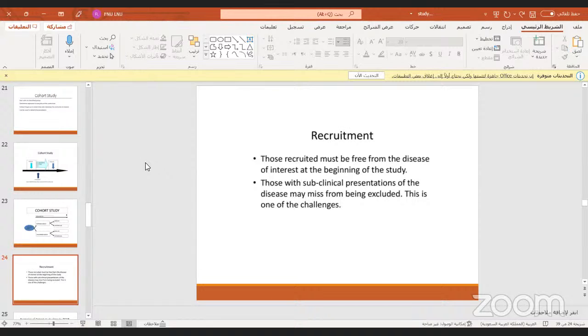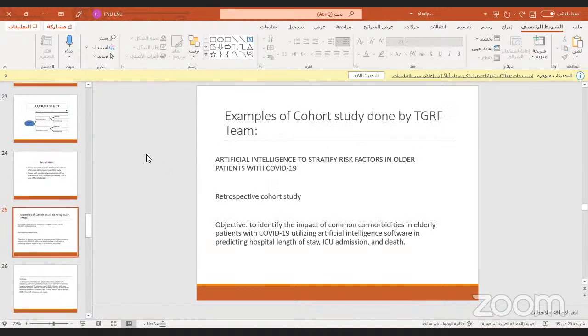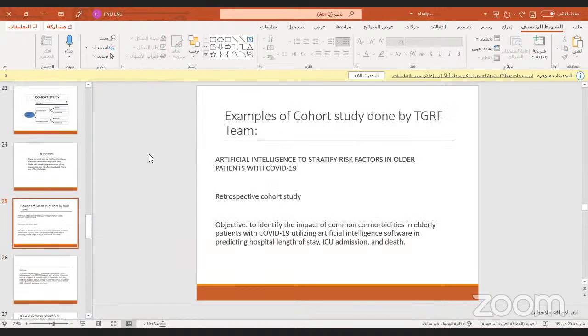And one of the drawbacks of this study is that some people with a subclinical presentation of the disease may be missed from being excluded. And this is one of the challenges of cohort study. Examples of cohort study done by the fellowship team.